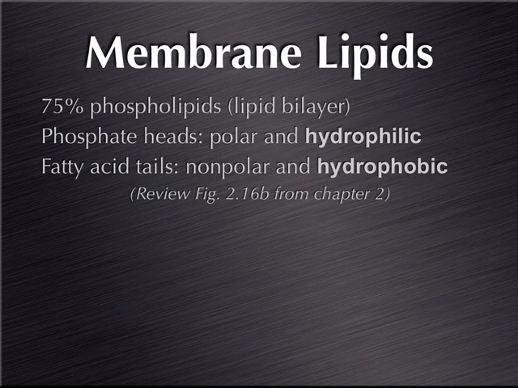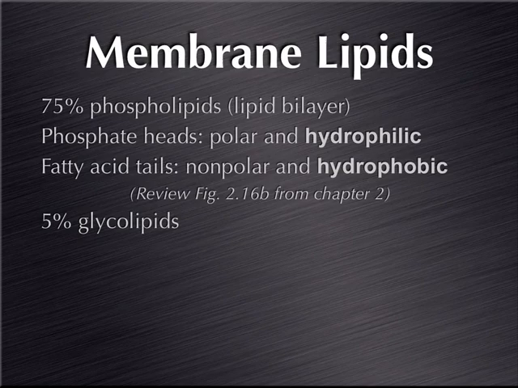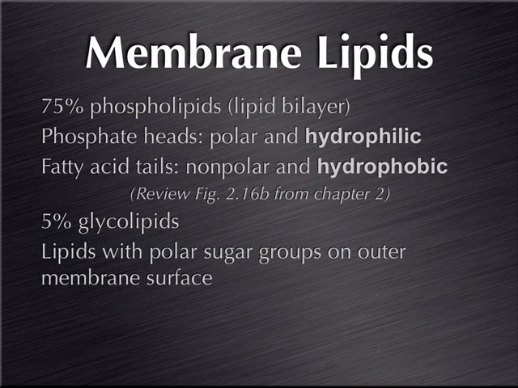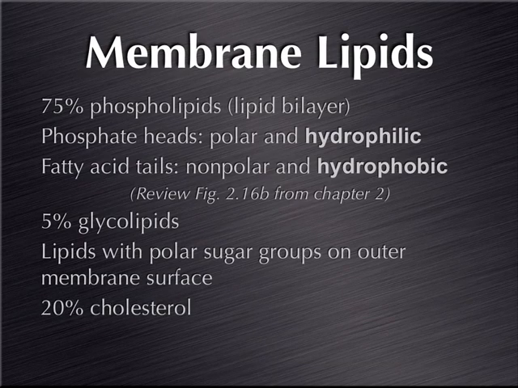5% of the membrane lipids would be glycolipids. We saw at least one of those. This is a lipid with a sugar or starch molecule attached to it. And those are useful sometimes for identifying the cell and for a few other things that we'll talk about in a few minutes. 20% of the membrane lipids are actually cholesterol. And again, cholesterol helps to stabilize the membrane.